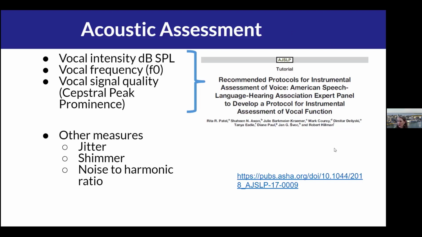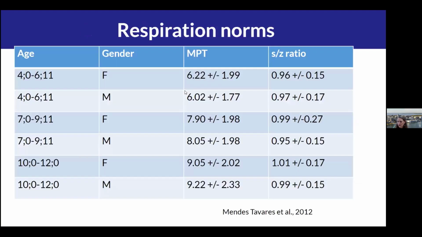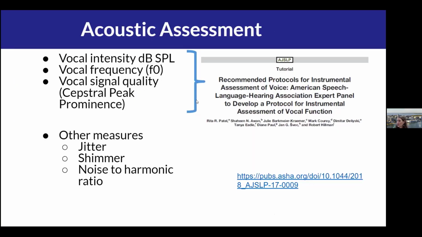So this is an article from AJSLP, recommended protocols for instrumental assessment of voice. A bunch of voice experts came together and determined what the recommended protocol would be for instrumental assessment. And I'm going to talk about the acoustics. They also recommend laryngeal evaluation, a laryngeal exam, which we can't do in the schools, obviously. But these are some of the measures that are recommended. So vocal intensity in decibels SPL, vocal frequency, and vocal signal quality. And then these are measures that are not listed in this article, but there are other measures that can be taken to characterize the voice.